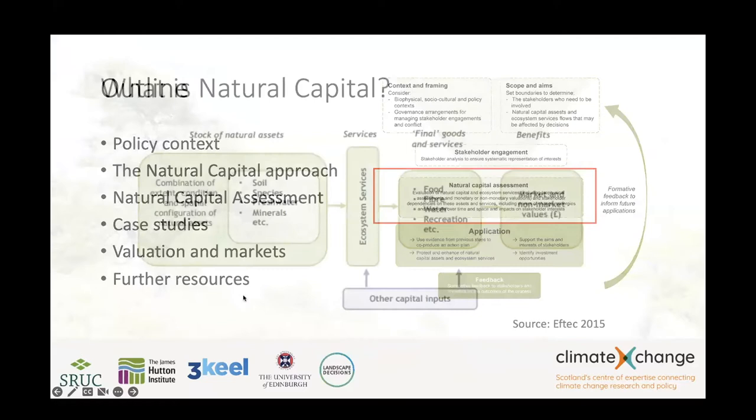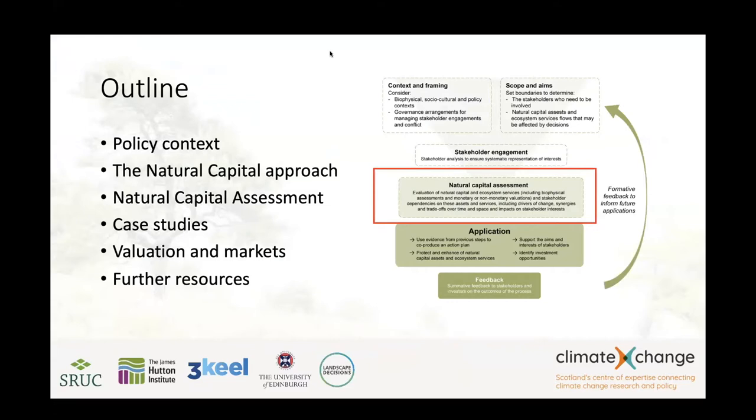So I'll give a brief overview of the policy context, which I'm sure you'll be aware of, an outline of the approach itself, which is on the right here. We'll go into this in a bit more detail, so you don't need to worry about that for now. And then the natural capital assessment step is one part of this process. And then I think particularly useful, so I'd like to get onto this as soon as possible, is probably the case studies aspects and learning from existing case studies, because I think that's the way to keep this practical. And we could maybe talk briefly about valuation methods and markets, and Mark will talk more about the market and finance side. And then I've just listed some further resources as well that might be useful as you go about this process. So if you could switch to the next slide.